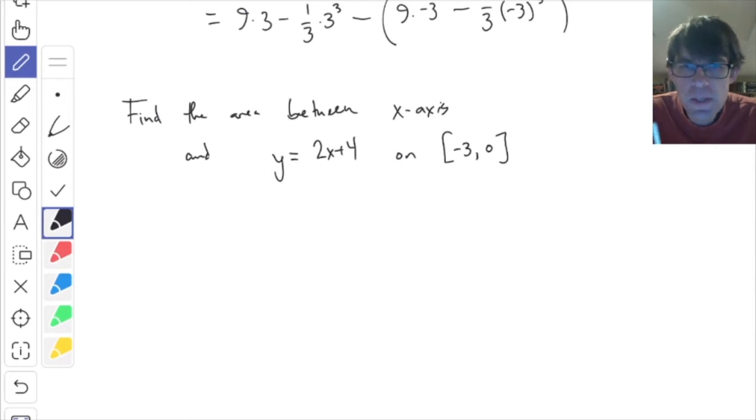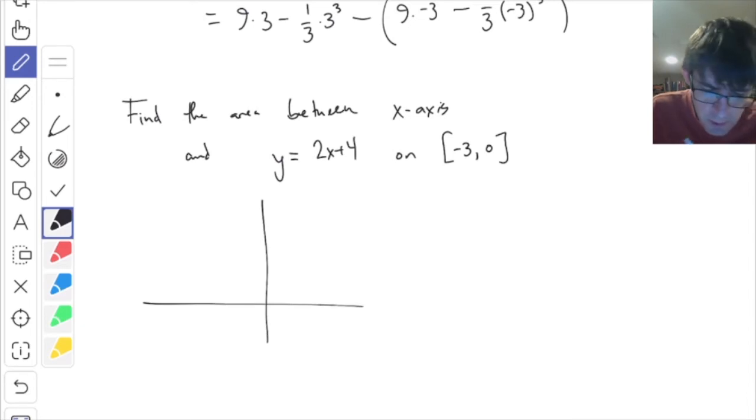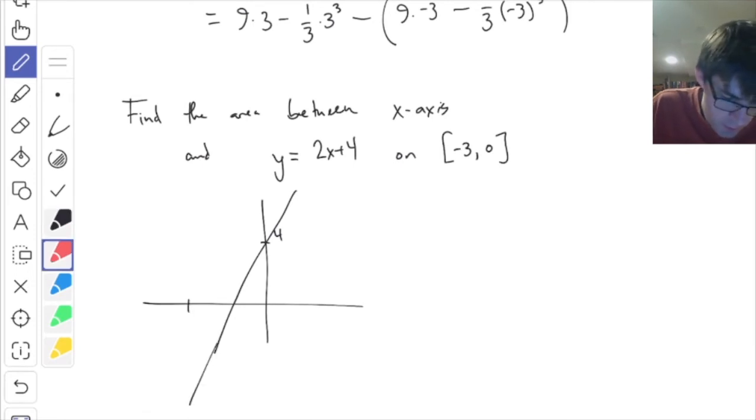The thing that makes this one a little tricky is the region itself is pretty weird looking. In this case, the function y equals 2x plus 4, I happen to know what the graph of that would look like. It's a line with slope 2 and y-intercept 4, so it looks like this, right? This is what the graph looks like. I only want to consider from negative 3 up to 0. So negative 3 would be over here, I believe.